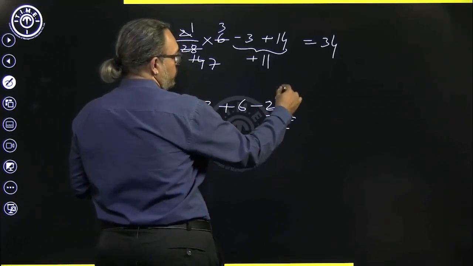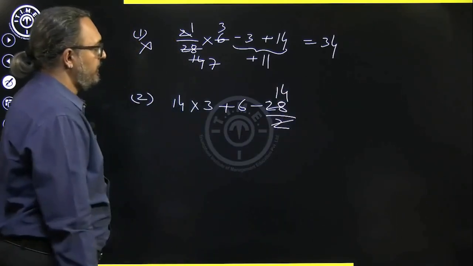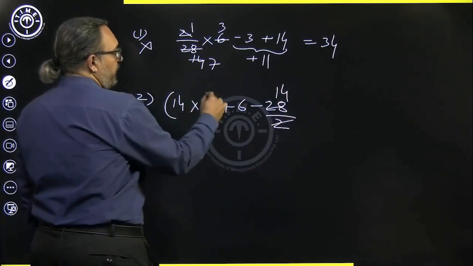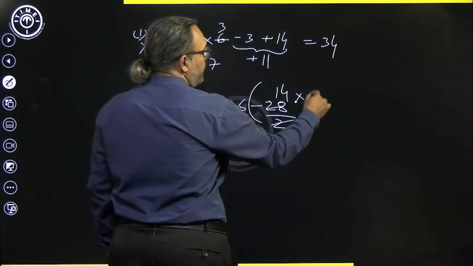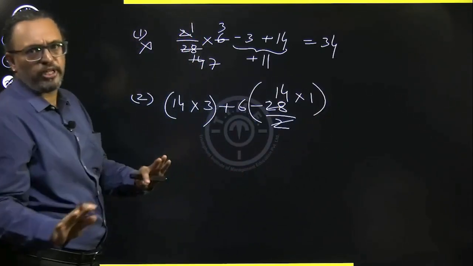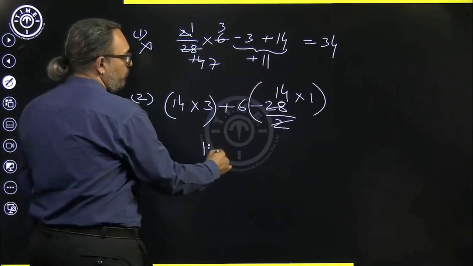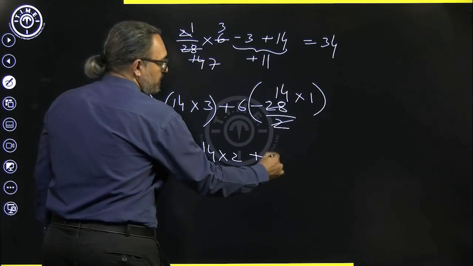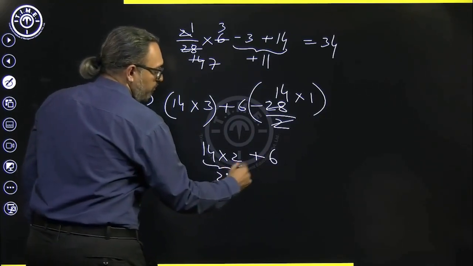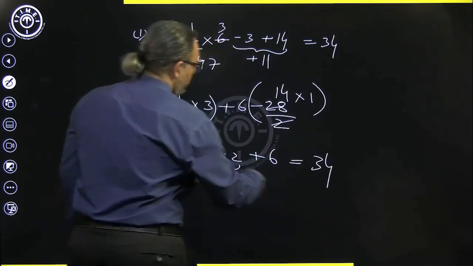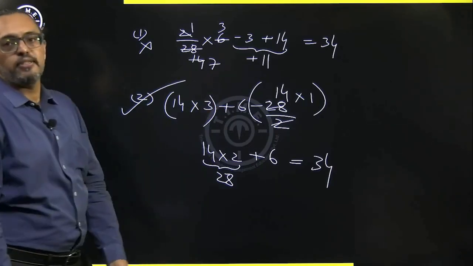So, this is 14, so negative 14, correct. Here you have 14 into 3, here you have negative 14 into 1, correct. 14 is nothing but 14 into 1. So, 14 into 3 minus 14 into 1 gives you 14 into 2, which is 28, plus 6, that gives you 34. So, yes, that is what I am searching.